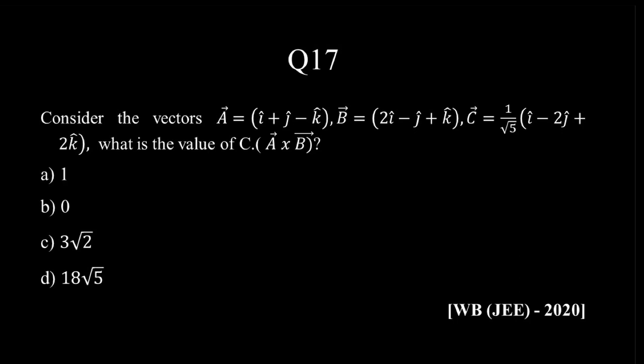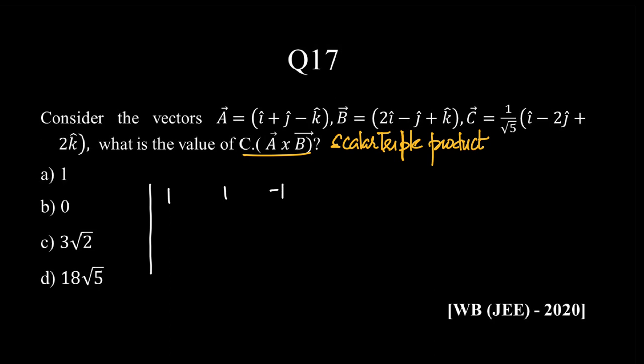So the moment you see this, what is it that we have been trying to find out? The scalar triple product. And how do we find the scalar triple product? It is the determinant of these vectors: 1, 1, -1; 2, -1, 1; and 1, -2, 2.